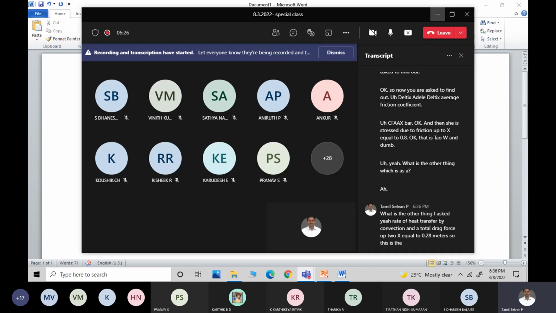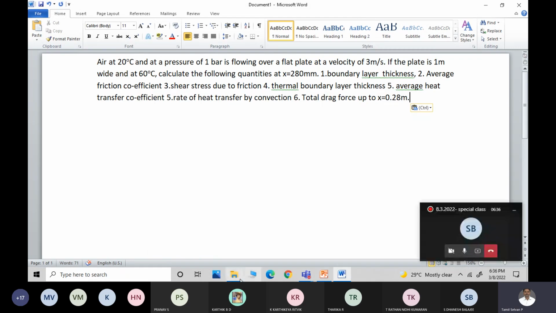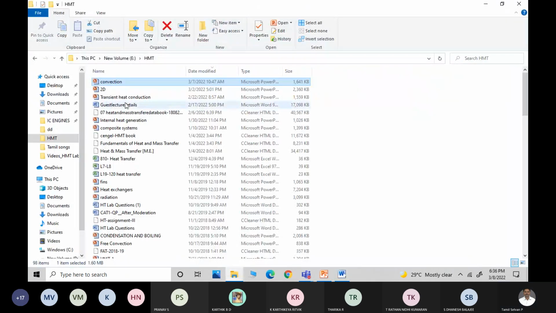Now, as I mentioned earlier, you are supposed to open the data book. Students, all of you, please bring the data book with you when you come to the campus.